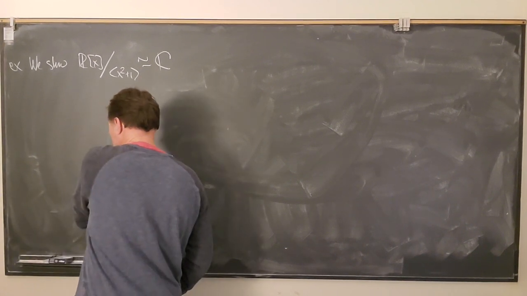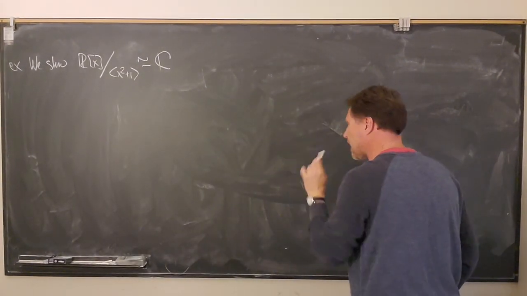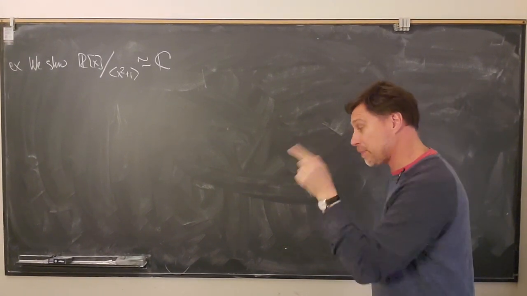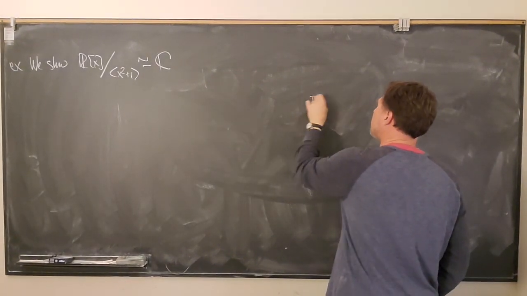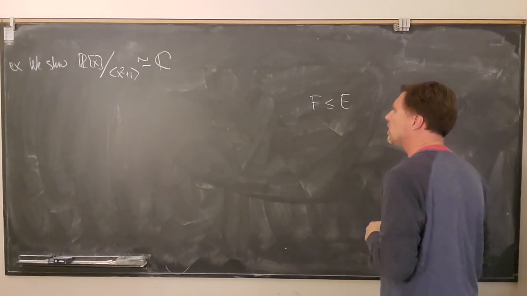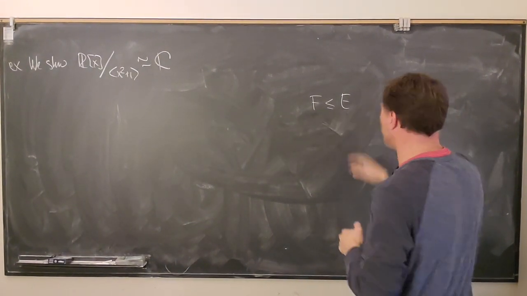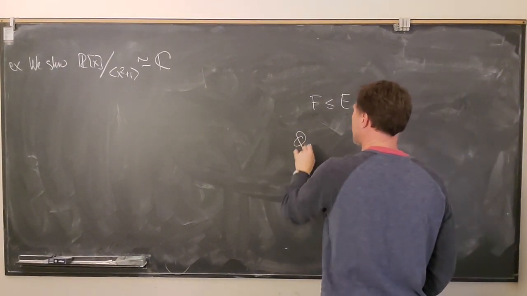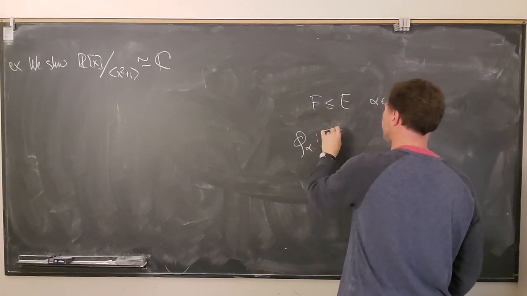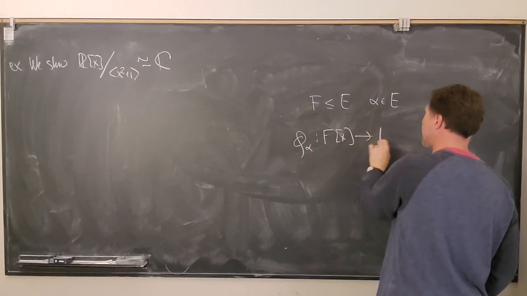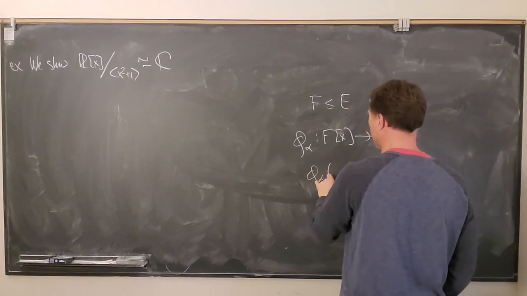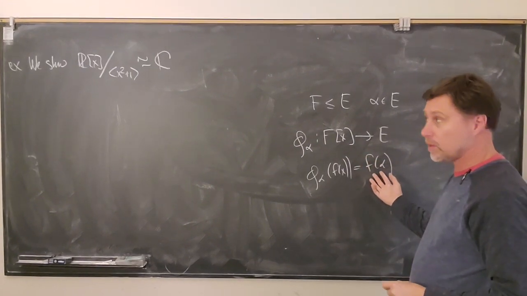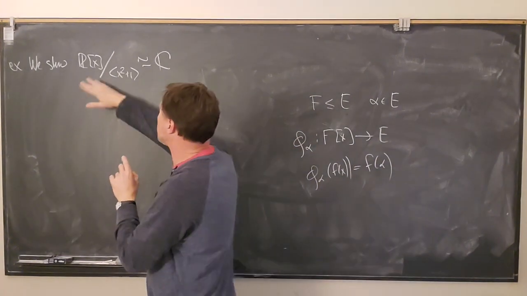Let me remind you how we're going to set this up. I said at one point that the evaluation mapping was an important mapping, and we haven't done much with it yet, but now we're going to. If you have a field F that's a subfield of a larger field E, and an element α of the larger field, then the evaluation mapping φ_α goes from F[x] into E, and φ_α of a polynomial is just the polynomial evaluated at α.